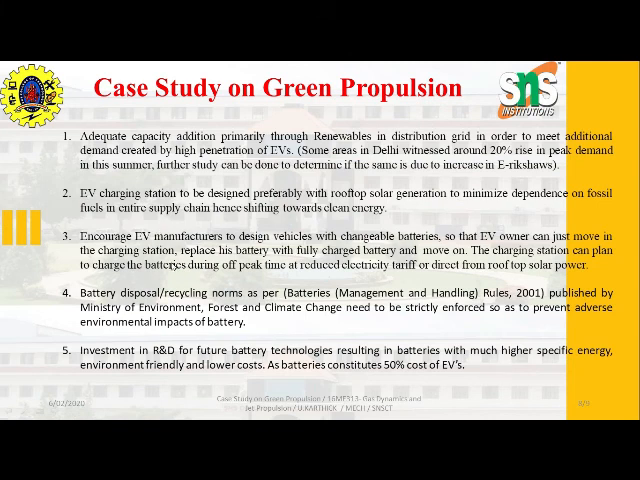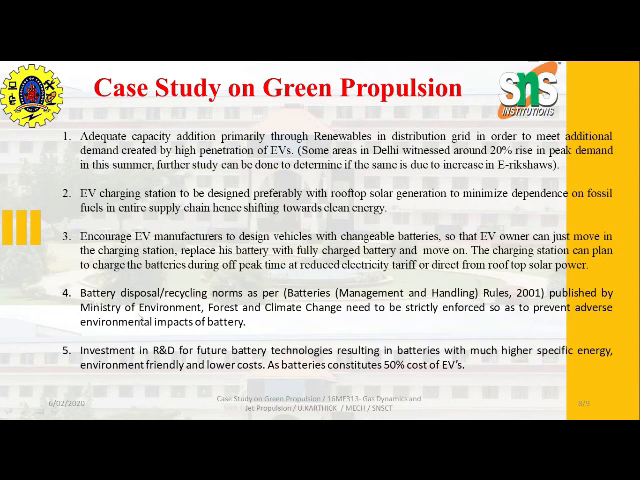And the third one is electric vehicle manufacturers to design vehicles with chargeable batteries, so EV owners can just move to the charging stations. I already told you, replacing the battery with a fully charged battery and moving on. So for our specification, every station should have charged batteries. If we go to the station, we can replace our drained battery and get back a charged battery. We need to pay for the energy only, not for the battery.